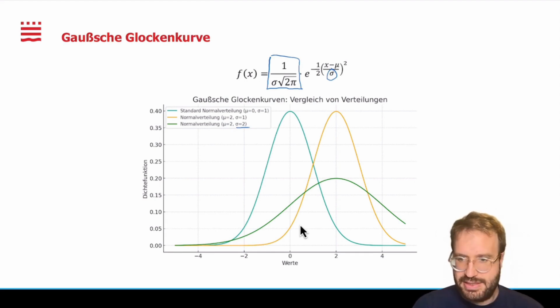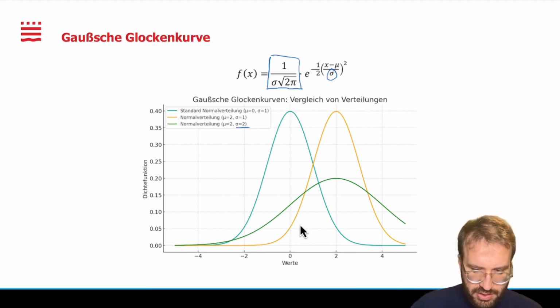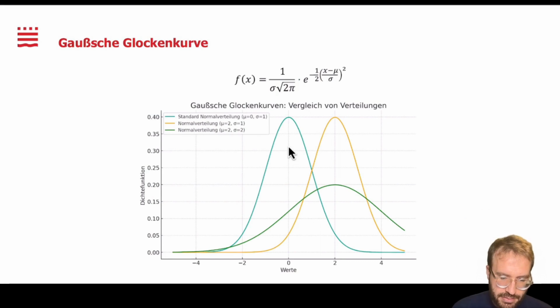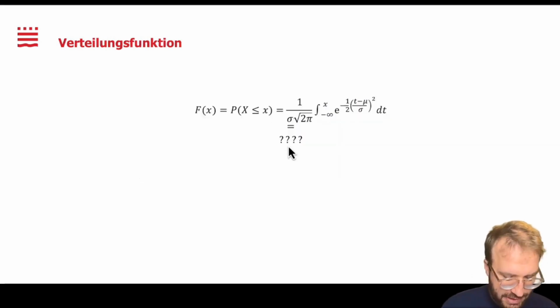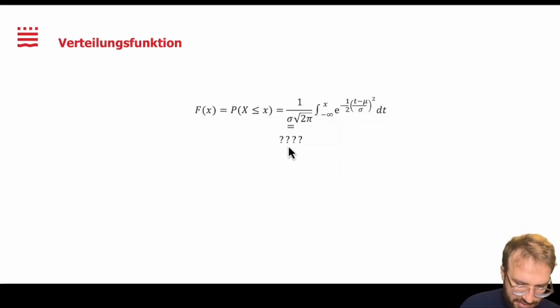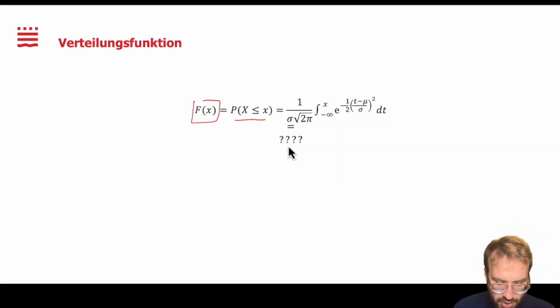And now, of course, the natural question we have is whether we can determine the distribution function based on the density function. So, can we determine the area under this density function? Or in other words, can we calculate the integral? So, F would be P of X less than or equal to x. And that would mean we plug in the function and need to integrate.